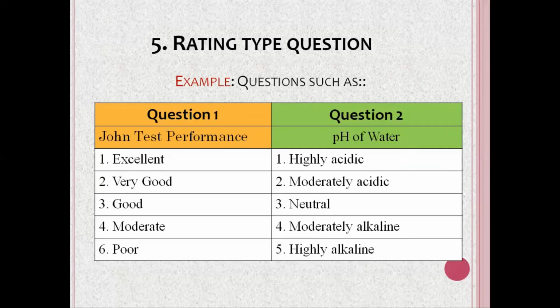Next is the rating type of question. Let's say they have two questions. How was John's test performance during the last semester? Or the next question, what is the pH of water? Okay. And if I say the test performance of John is very good in the last semester and the water pH is moderately acidic, so this is how I rate them.